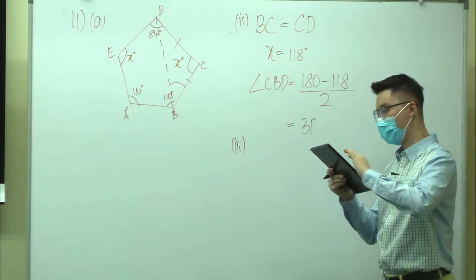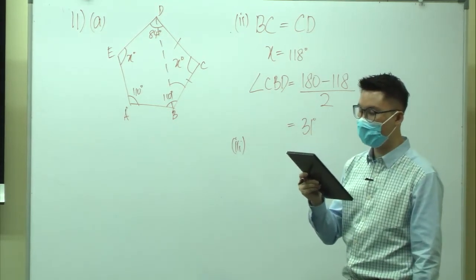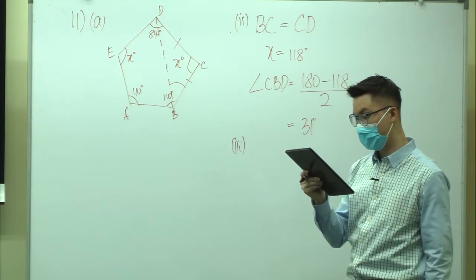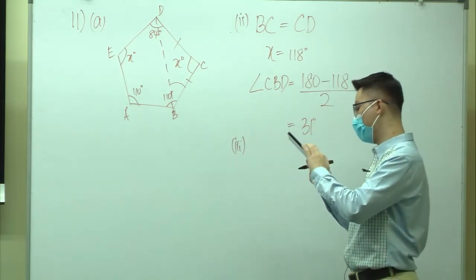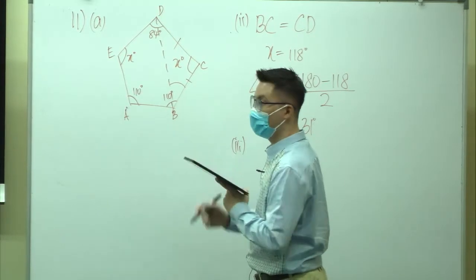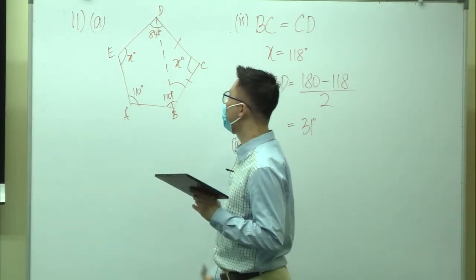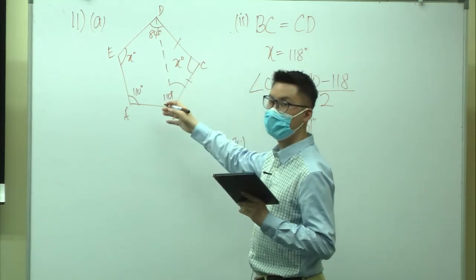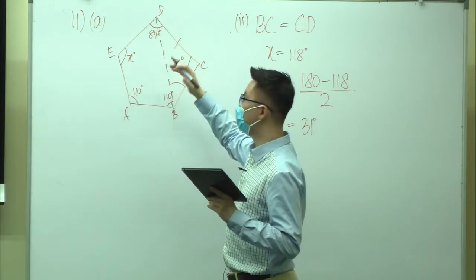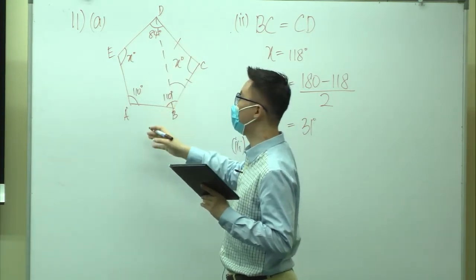Now this. It tells you that this pentagon also has one line of symmetry. Calculate angle ADB. Where should the line of symmetry be? How should we draw the line of symmetry for this pentagon? When you draw it, you need to make sure that both sides of the line of symmetry will be the same.